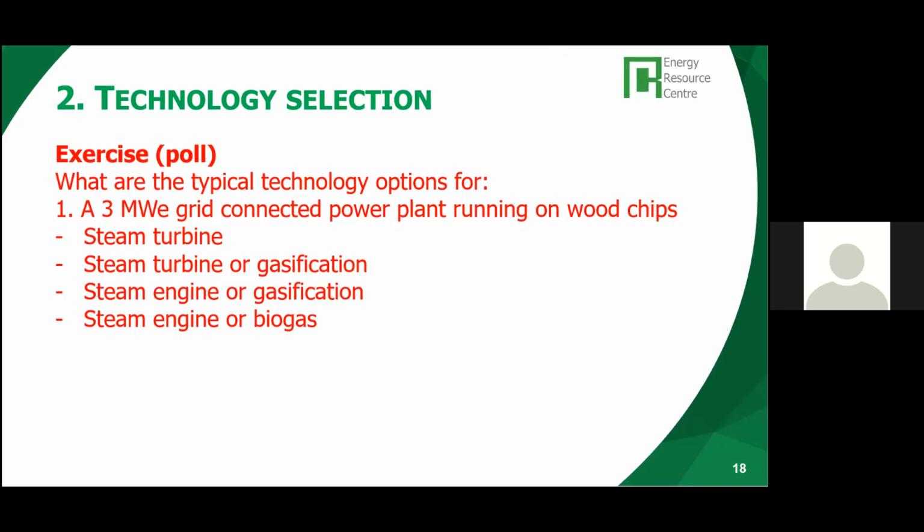You can make a selection, and only one of the answers is correct. So that's the question. What are the typical technology options for a 3 megawatts grid-connected power plant running on wood chips? Is that option A, steam turbine? Option B, steam turbine or gasification? Option C, steam engine or gasification? Or option D, steam engine or biogas, anaerobic digestion?